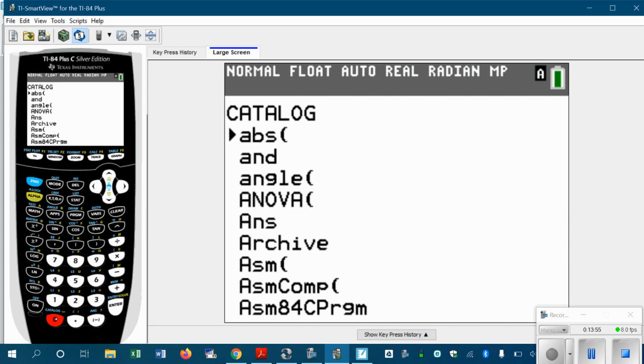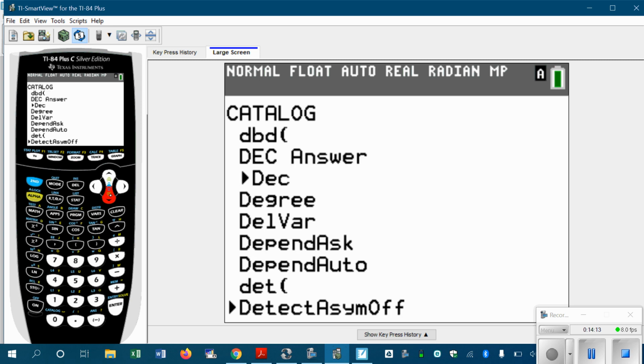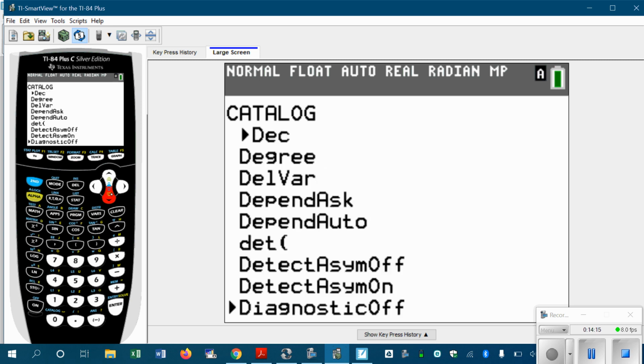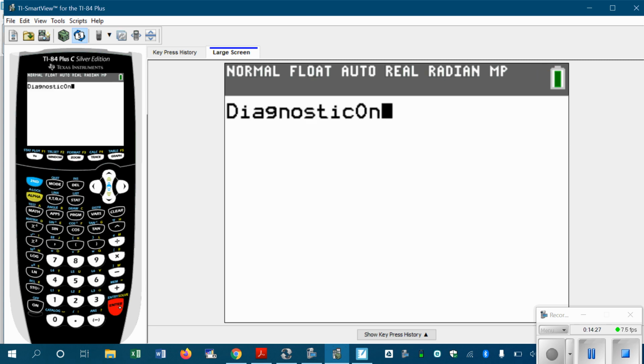So in the thing that says catalog, I pushed second and the 0. You're going to go along here until you get to the D's. So D, and there's something called diagnostic on. I do not think this is located anywhere else in the calculator. I think it's only on this list. So diagnostic on, which is now at the bottom of my screen, I'm going to pick that, and I'm going to hit enter.